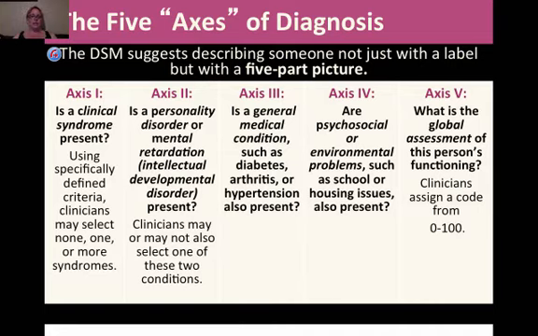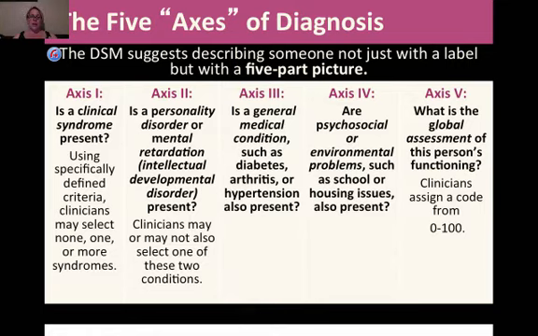Axis two is: is a personality disorder or mental retardation, or intellectual developmental disorder, present? You may or may not have one of these, or you may have one or two of these. Again, we separate personality disorders out for a reason, and we'll come back to that when we talk about personality disorders. We also want to separate out any kind of intellectual disabilities because of the effect that it may have on diagnosing one of the other axes.